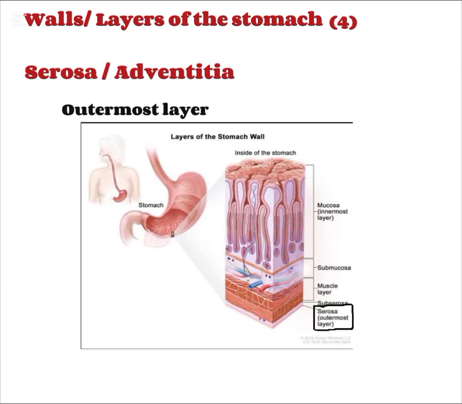The outermost layer is the serosa or adventitia, that is visceral peritoneum made up of connective tissue, and it surrounds the stomach and prevents friction from the surrounding organs during peristaltic movement of the stomach.